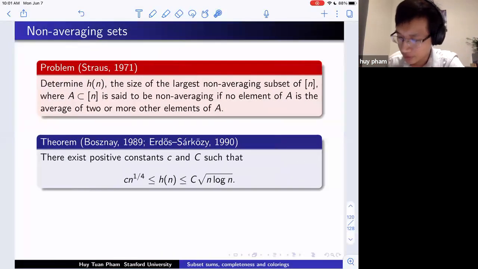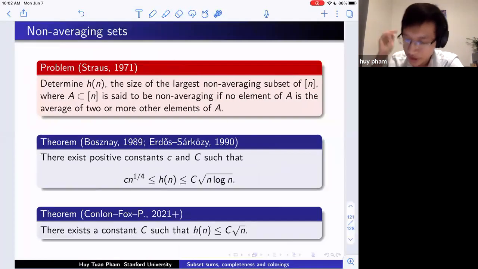And previous results of Bosznay give a lower bound of roughly n to the 1/4 for the maximum size of a non-averaging set. And Erdős and Sárközy, using the previous result of Sárközy, show that it grows at most like square root of n log n. And using our homogeneous strengthening of Szemerédi and Vu's theorem, we immediately improve this bound to a constant times square root of n.